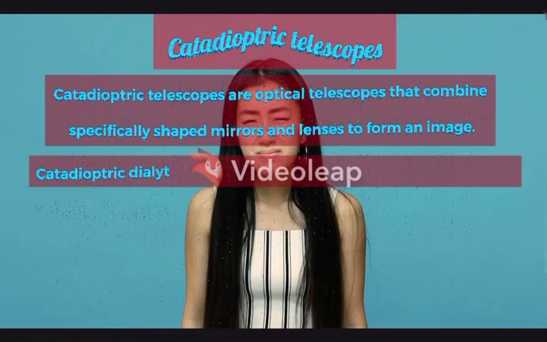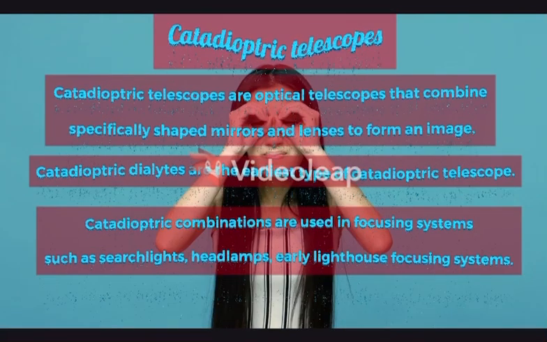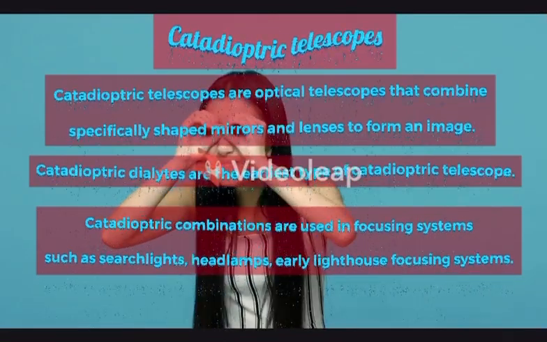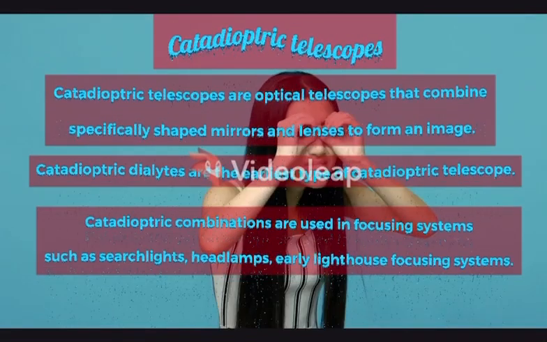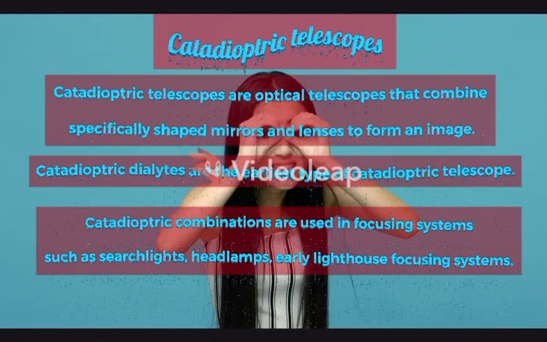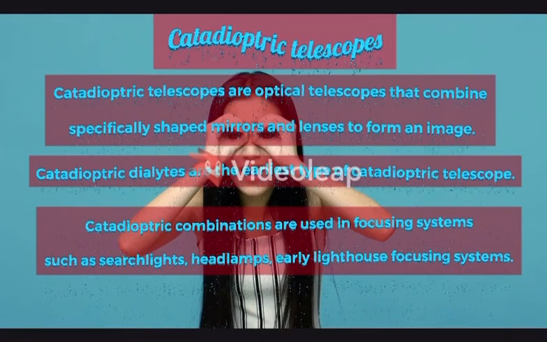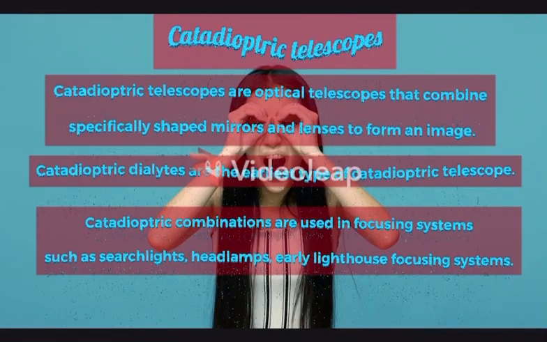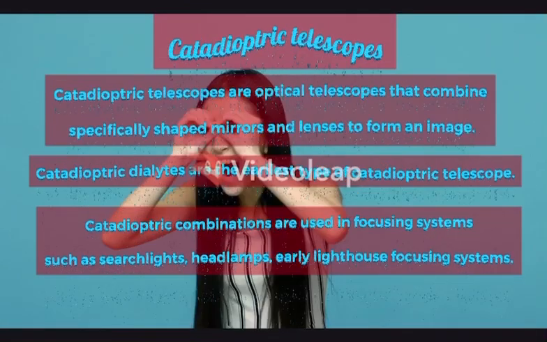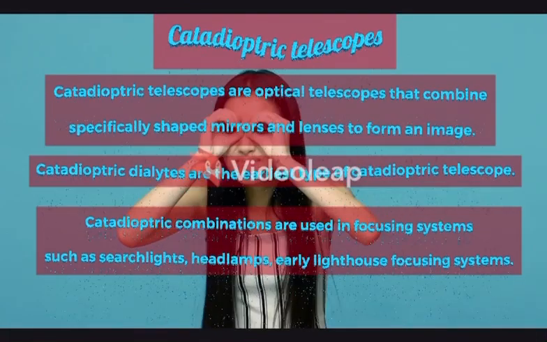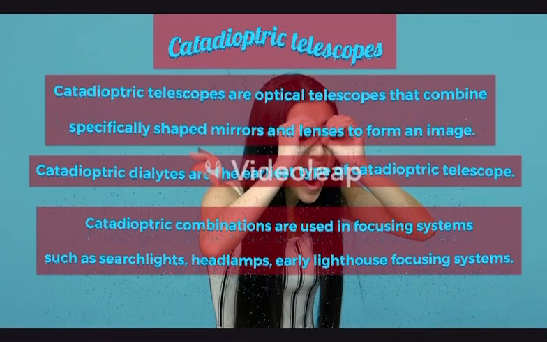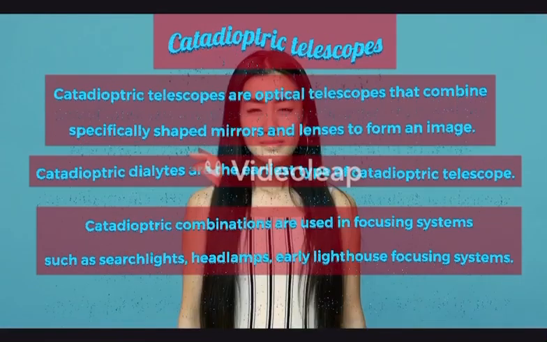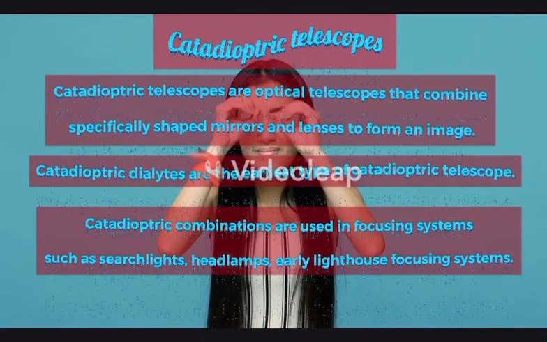Catadioptric telescopes are optical telescopes that combine specifically shaped mirrors and lenses to form an image. This system has a greater degree of error correction than any other type of telescope. The combination of reflective and refractive elements allows each element to correct the errors made by the other. Their designs can have simple, all spherical surfaces and can take advantage of a folded optical path that reduces the mass of the telescope, which makes them easier to manufacture.